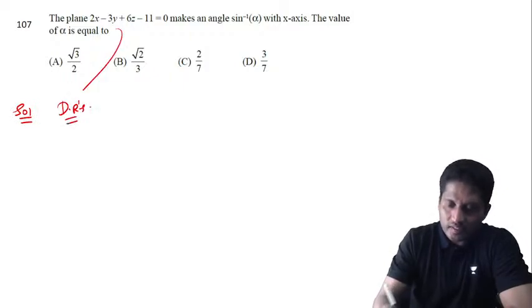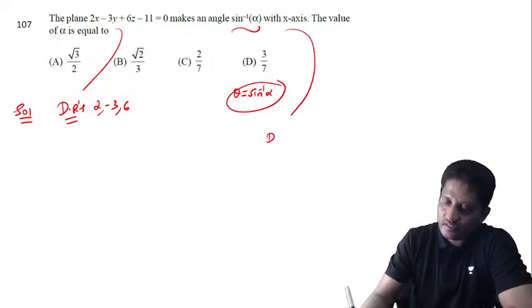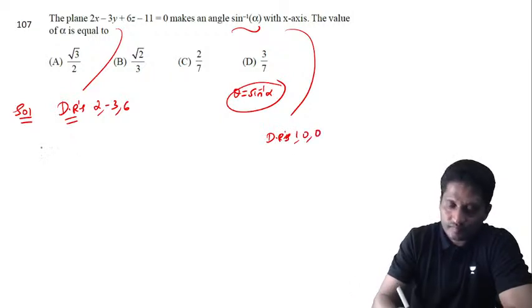The DRs of the normal to the plane are 2, minus 3, 6. And this is theta, right? Theta is equal to sine inverse of alpha. And if you take the x-axis, the DRs of the x-axis will be 1, 0, 0.